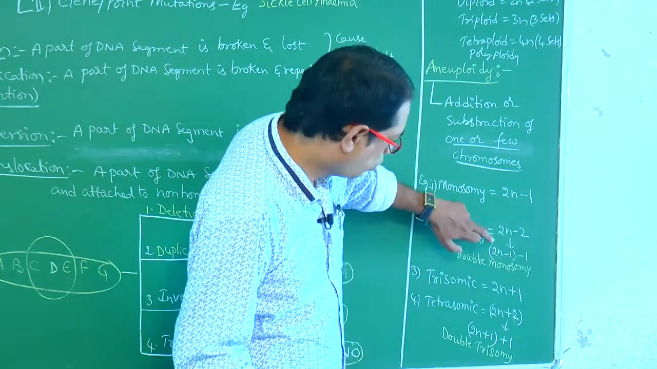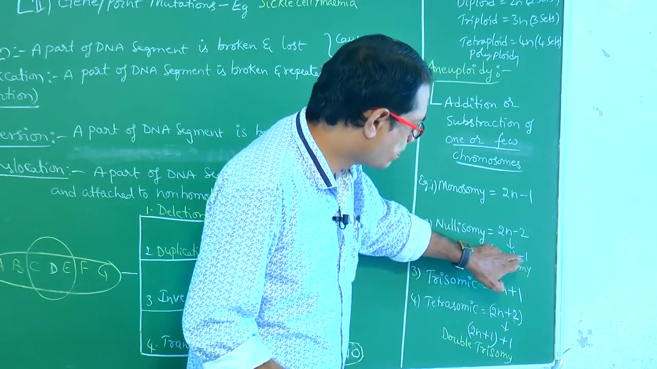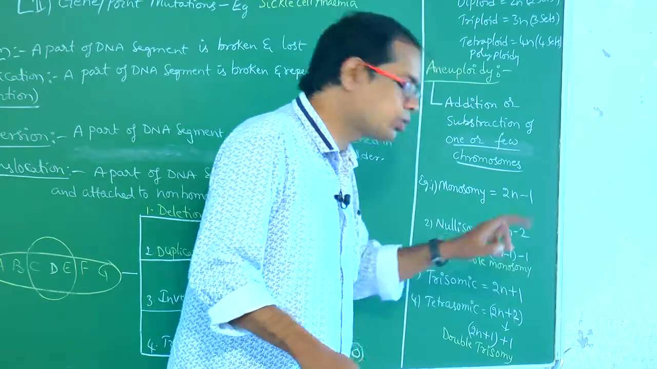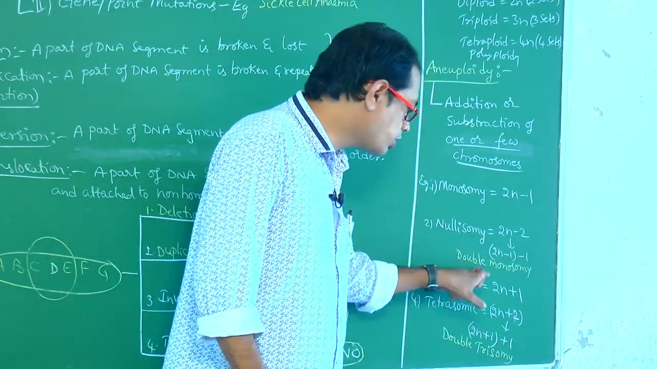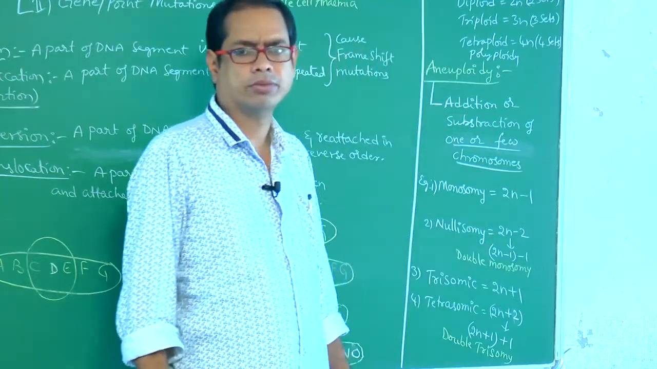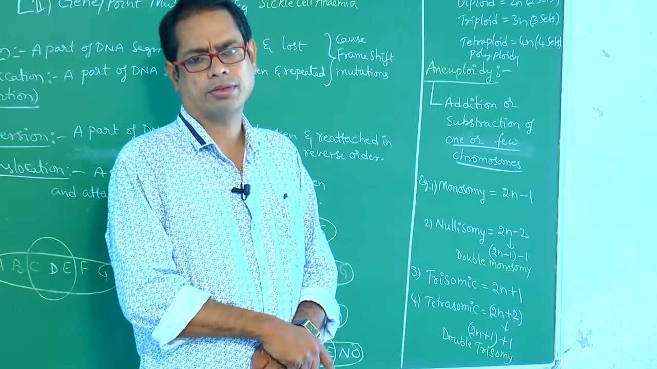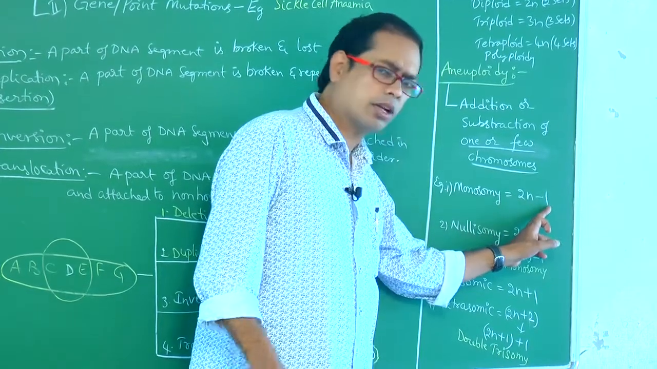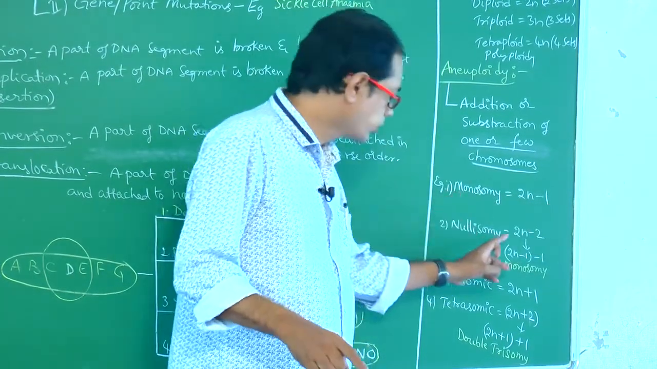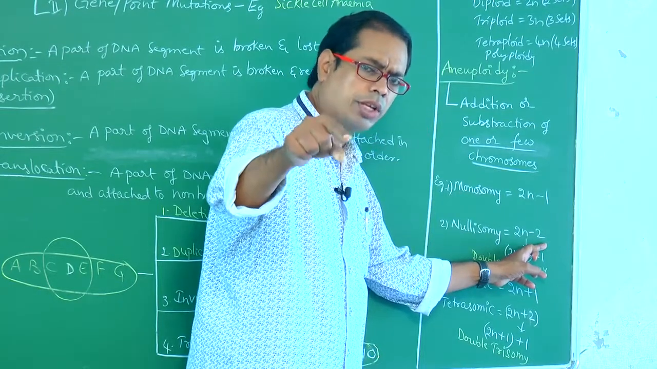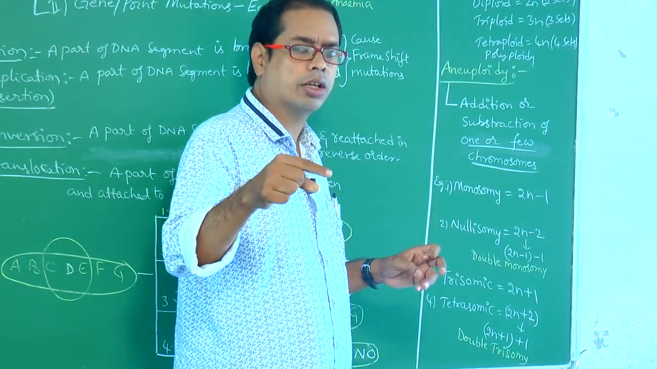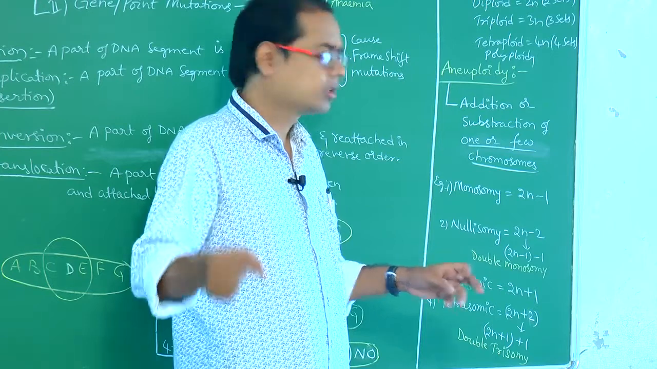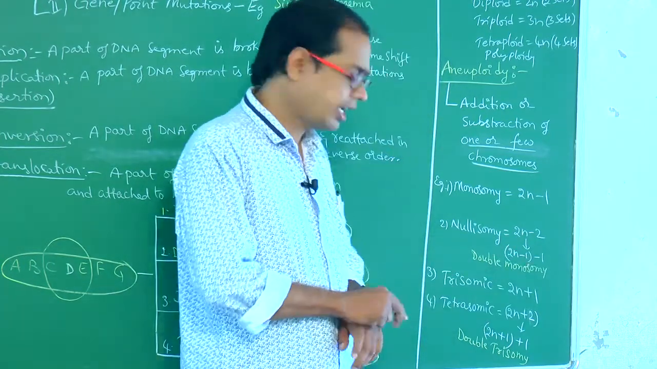Isn't it? 2n minus 1 is called monosomy. Again minus 1 means another monosomy. That is also called double monosomy. So nullisomy is also called double monosomy. That point also you have to remember, my dear students. Try to concentrate. How to remember? 2 minus 1 is 1, 1 means monosomy. 2 minus 2 is 0, 0 means nullisomy or nullisomic. The other name, 2n minus 2, is also written as 2n minus 1 minus 1. That is double monosomy.